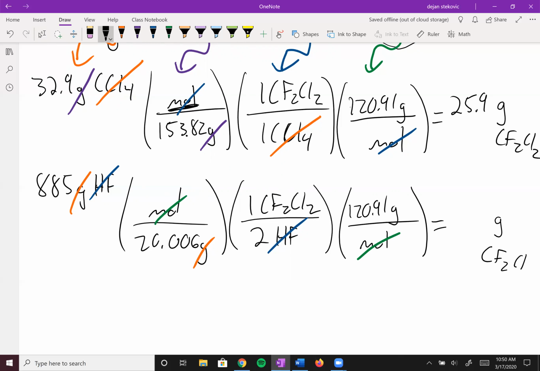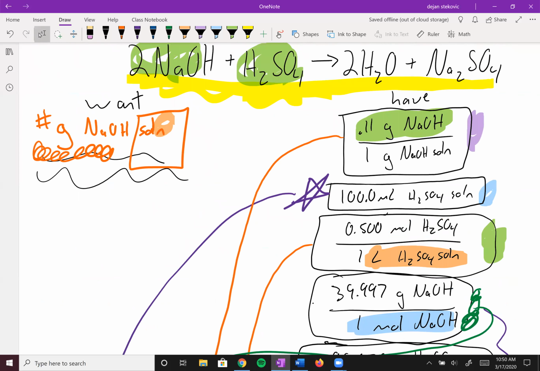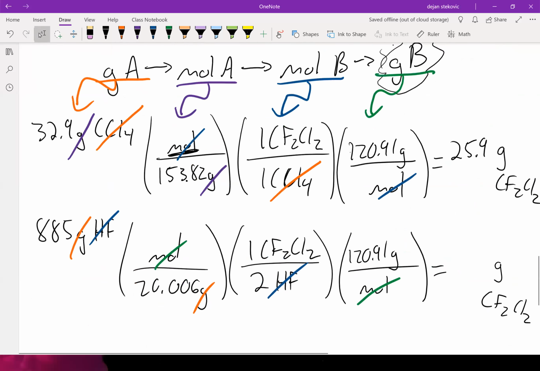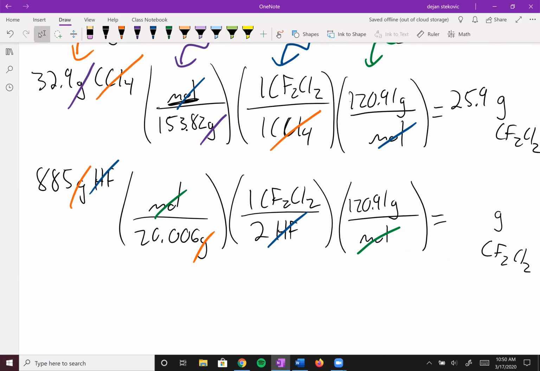So I did this quite quickly. If you want to refer back to the previous problem we did and kind of think about what you want and what you have, I definitely recommend it. But in this case, I'm going to fly through this quickly because you should be pretty comfortable with gram to mole conversions and mole to mole conversions, which is all this problem requires. Anyway, so you plug through the math, you get 2,670 grams.